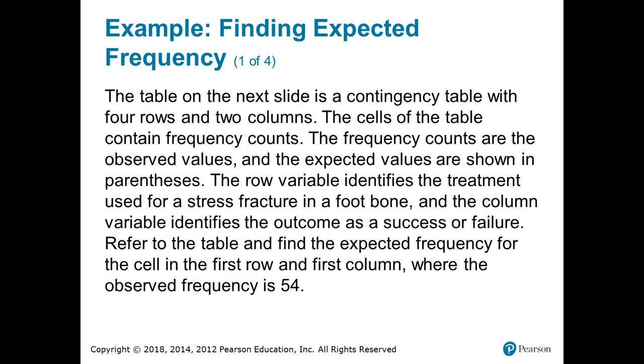So let's do a quick example about finding expected frequencies. The table on the next slide is a contingency table with 4 rows and 2 columns. The cells of the table contain frequency counts, which are the observed values. The expected values are shown in parentheses, and we're going to show how we get that. The row variable identifies the treatment used for a stress fracture in a foot bone, and the column variable identifies the outcome of success or failure. Refer to the table and find the expected frequency for the cell in the first row and first column, where the observed frequency is 54. All right, a lot of words, so let's look at it.